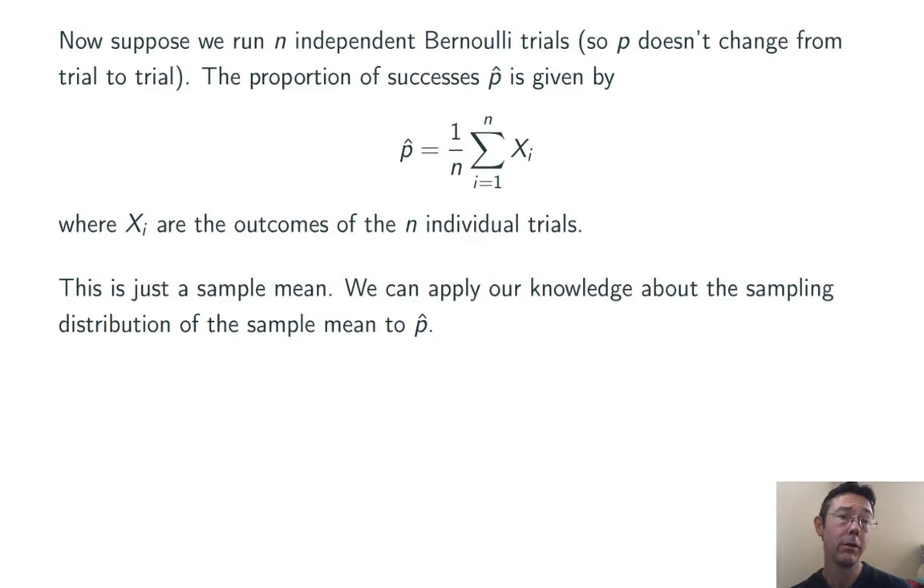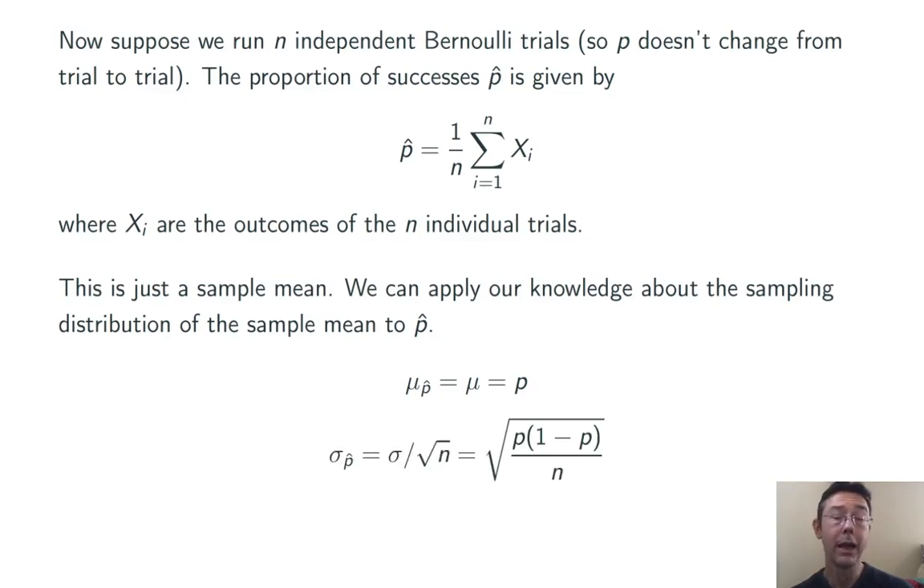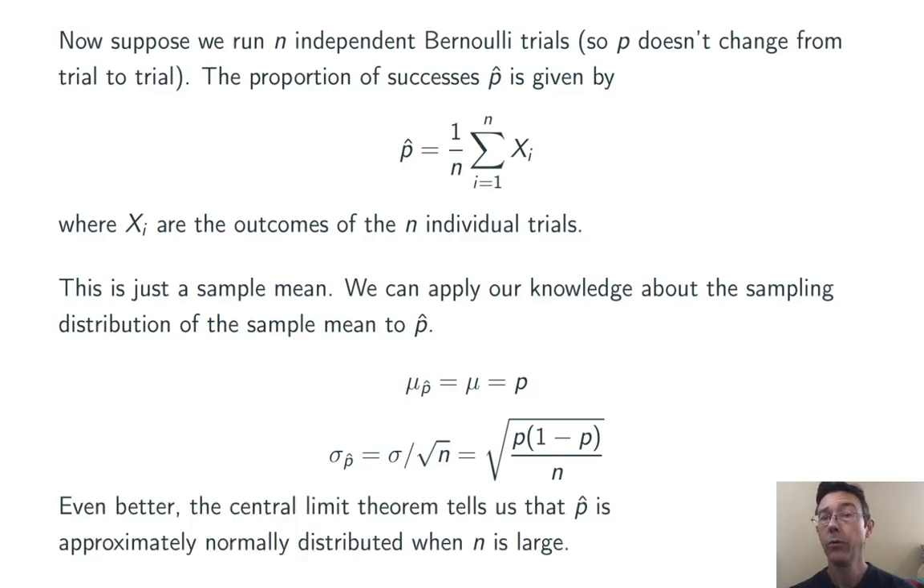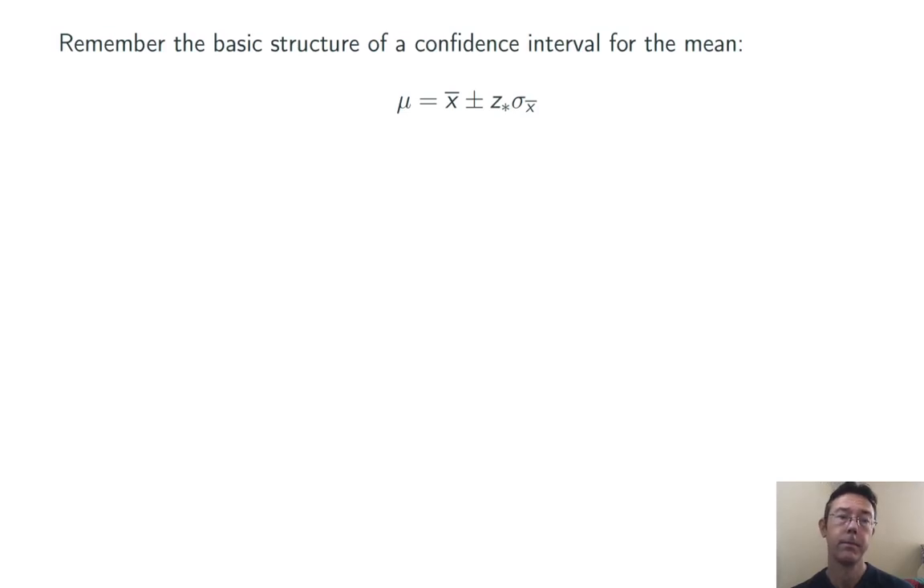In particular, however, this is just a sample mean, and we can apply all of our knowledge about sampling means to p hat. The mean of p hat is going to be p, the same as the mean for an individual Bernoulli trial. And the standard deviation of p hat is going to be the square root of p times 1 minus p over n. So that's the standard deviation of a single Bernoulli trial divided by the square root of n. Moreover, by the central limit theorem, the sampling distribution of p hat is going to be approximately normal when n is large. And in general, 30 is more than enough.